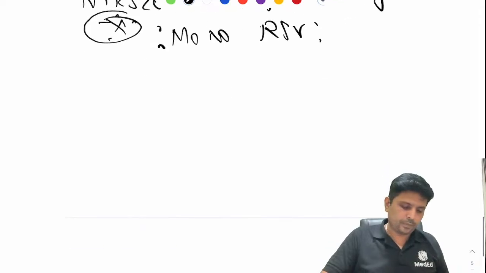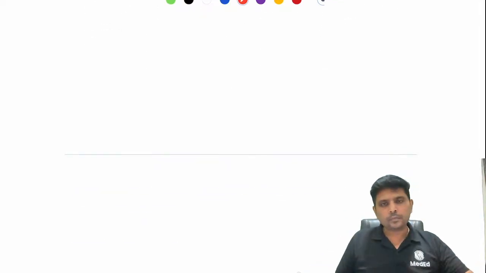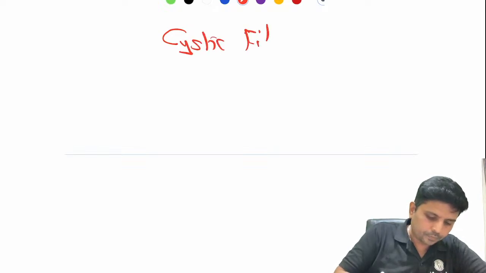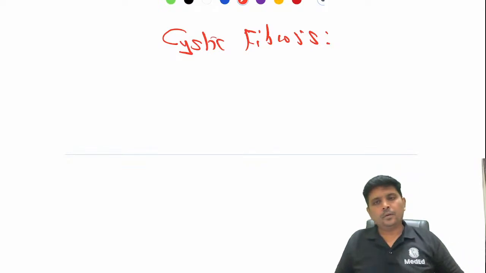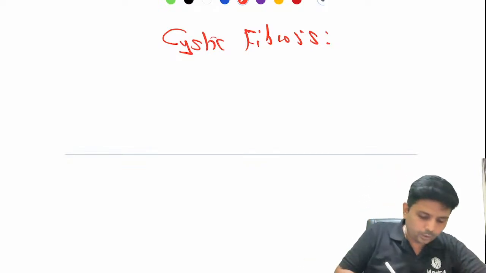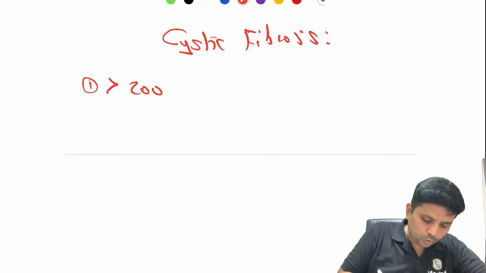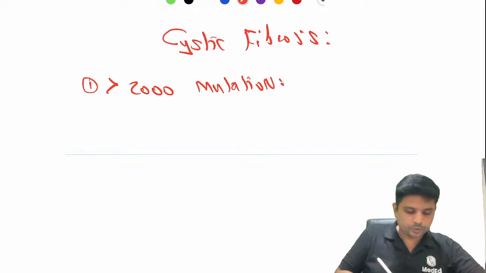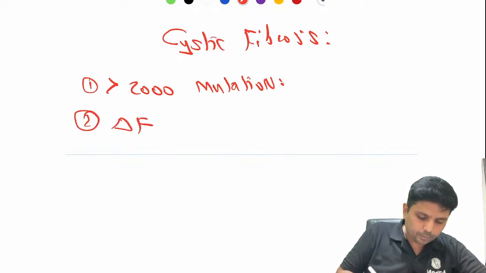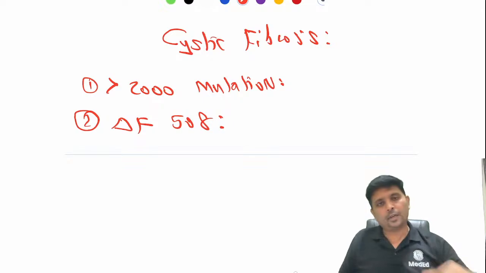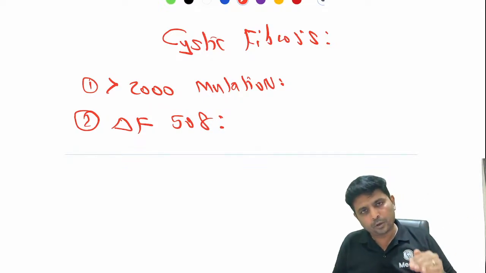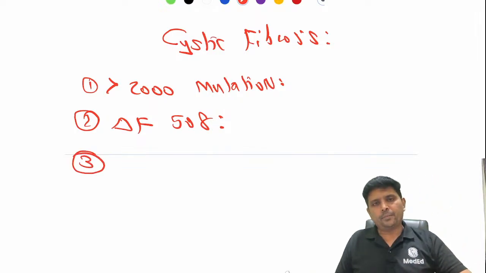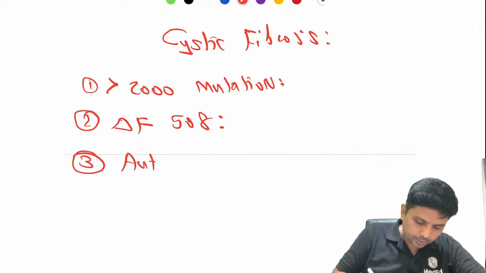Then comes cystic fibrosis. You all know that there are more than 2000 mutations that can produce cystic fibrosis, but people talk about the delta F 508 mutation. Okay, it is autosomal recessive.